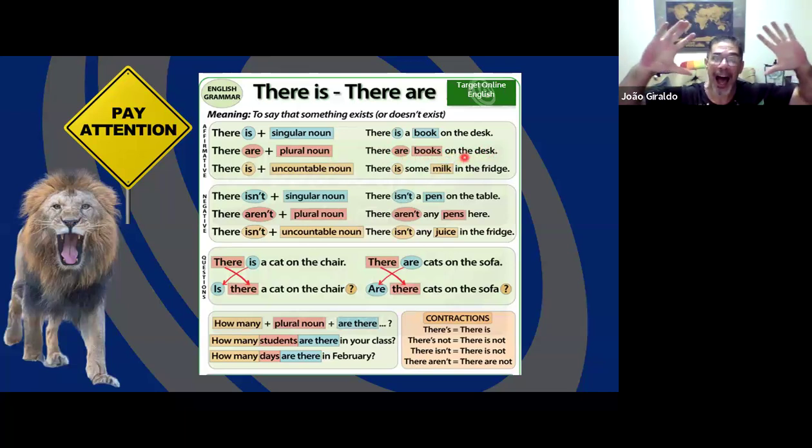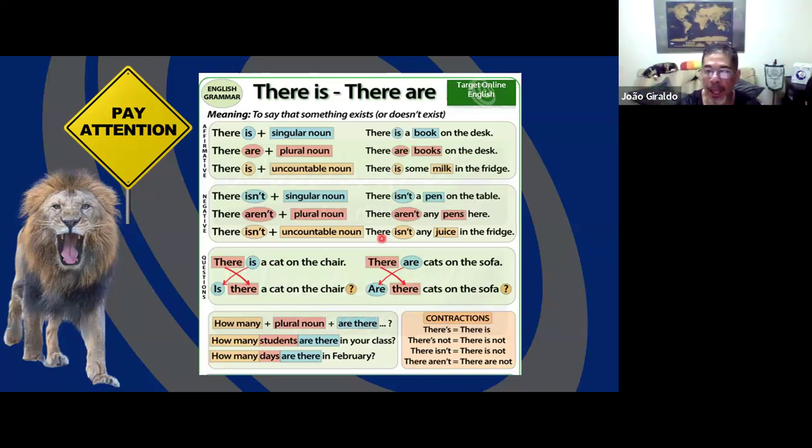Attention, a book or an apple, synonymous of one. Lesson 2 and lesson 3. In plural, no a, no an. So there is a book, there is one book. There are books, 2, 3, 10, 1 million books. So no a books, impossible. A or an, synonymous of one.